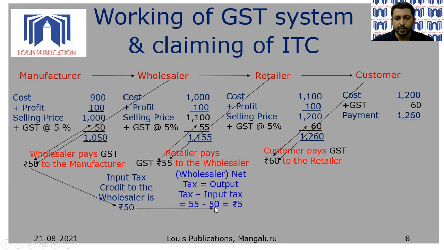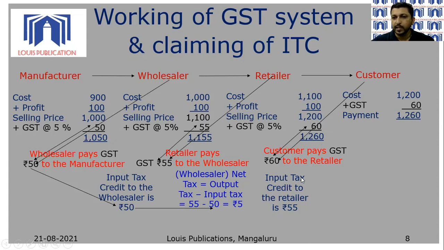So this 50 rupees is right here, and this is the 55 rupees that we are talking about. Let's look at it from the retailer's point of view. Retailer has paid 55 rupees to the wholesaler. So this 55 rupees is input tax to the retailer. Whereas the retailer has collected 60 rupees from the customer.